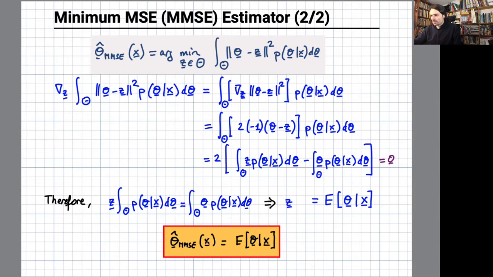So this is emphasized here with a colorful box in correspondence to the importance of this expression, right? So this is an expression that we all must remember. The MMSE estimator is the conditional mean of the parameters given the data, right? So, in other words, it is the expectation of the posterior distribution, right?